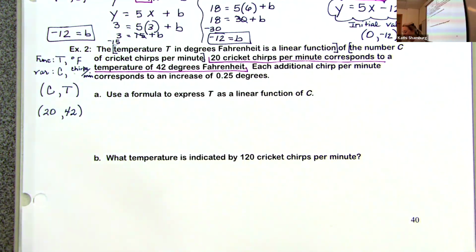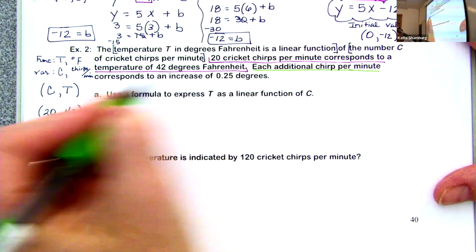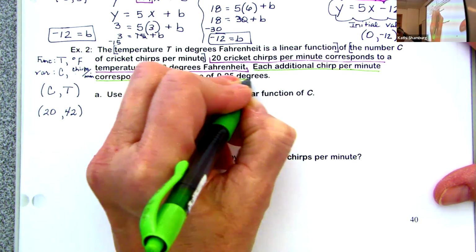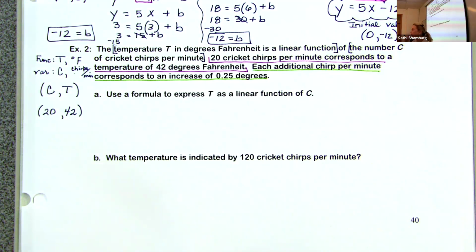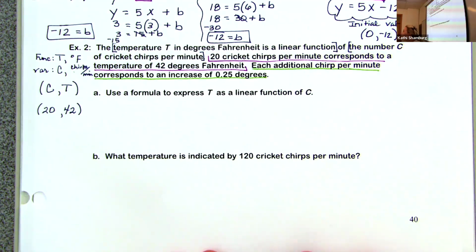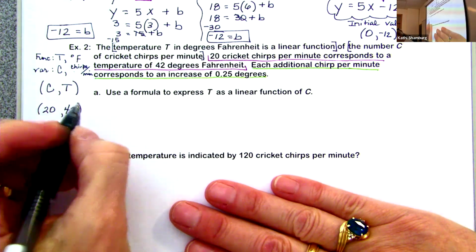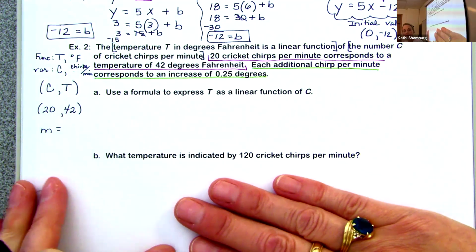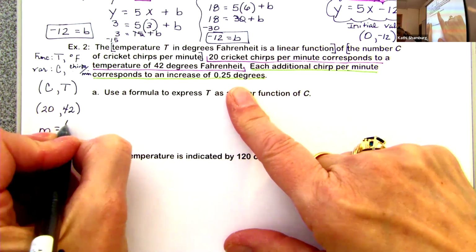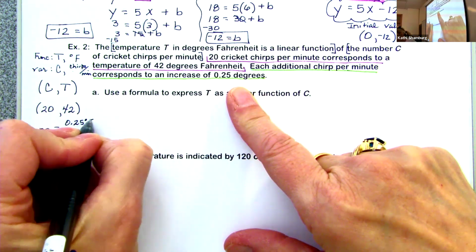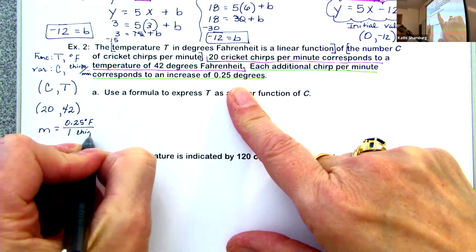Then we are given that each additional chirp per minute corresponds to an increase of 0.25 degrees. I don't see two numbers, so they're not giving me an ordered pair, but what are they giving me? That's your slope. They have given us the slope, and think about this: our slope is the change in the function, which is degrees. So it is 0.25 degrees Fahrenheit per 1 chirp per minute.